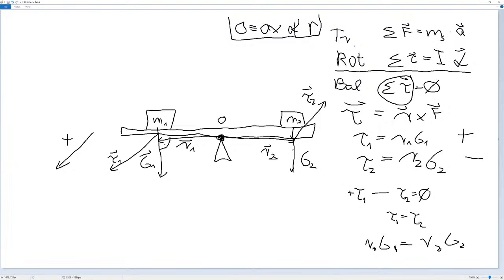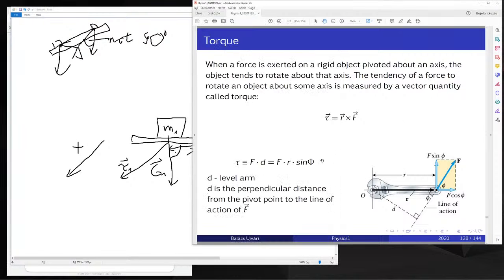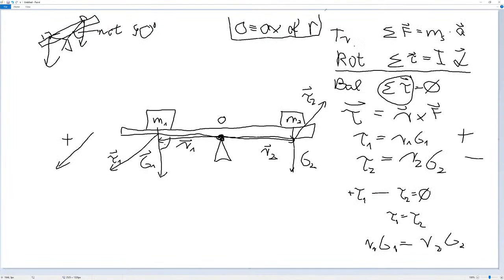But that's true only for this situation. So if, for example, we have a seesaw like this, with a mass here, another mass here, we have a position vector, we have the mass, another position vector, another mass. Here it's not 90 degrees. Here we have to use this formula. So it's only true for this balanced horizontal seesaw.